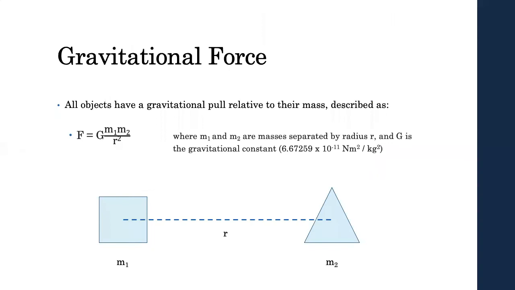All right, let's talk about gravity. All objects, no matter how big or how small, have a gravitational pull relative to their mass, described by this equation. The force is equal to the gravitational constant, G, times the product of the two masses, divided by their radius of separation squared. And your gravitational constant is given there: 6.673 times 10 to the negative 11. That will be enough if you memorize that, but you'll have it on your formula sheet. So. Big deal.